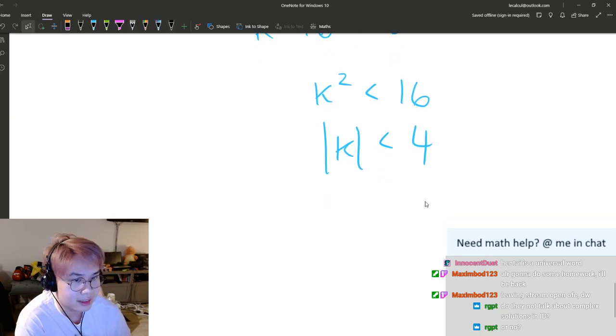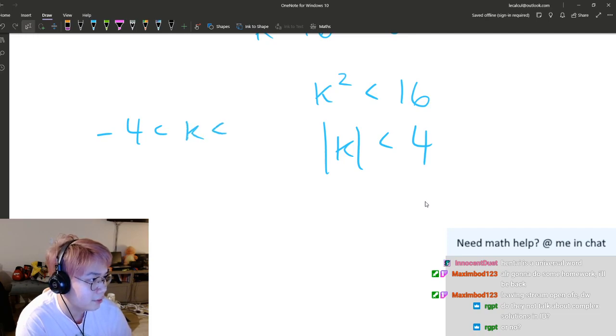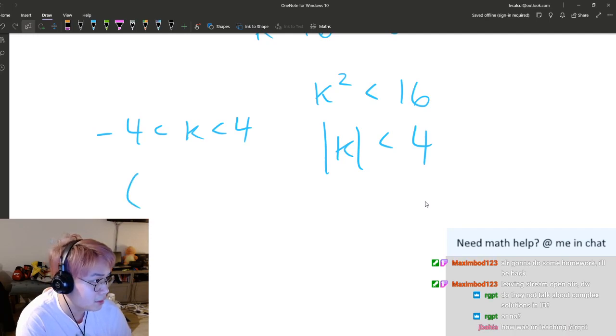Or, other ways to say this, it needs to be in between negative 4 and 4. In interval notation, or if you want to be really weird, there's this interval notation.